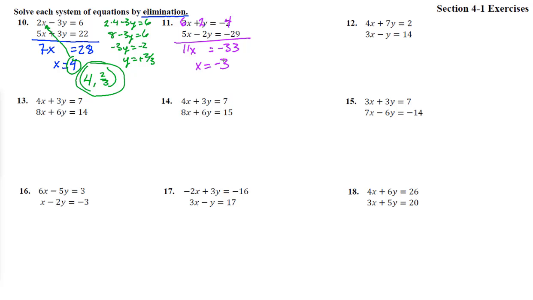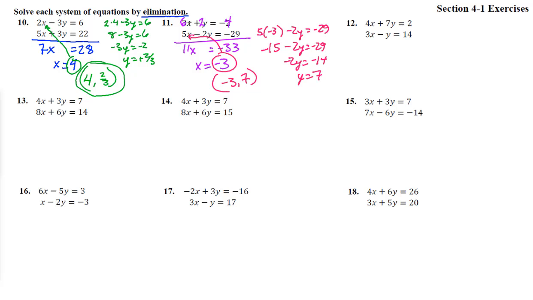You'll notice these are the same problems that were in the previous section, and we're just getting the same answers by a different method. So let's take this negative 3 and stick it in somewhere like that. So we now have 5 times negative 3 minus 2y equals negative 29. This is negative 15. Negative 15 minus 2y equals negative 29. Add 15 over, you get negative 2y equals negative 14. So y equals 7. That's (negative 3, 7). And you can check and make sure that that works up in the original equation as well.